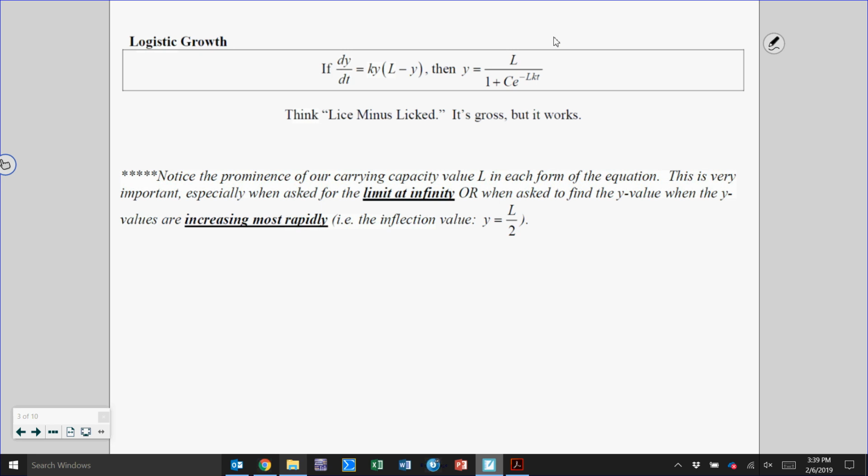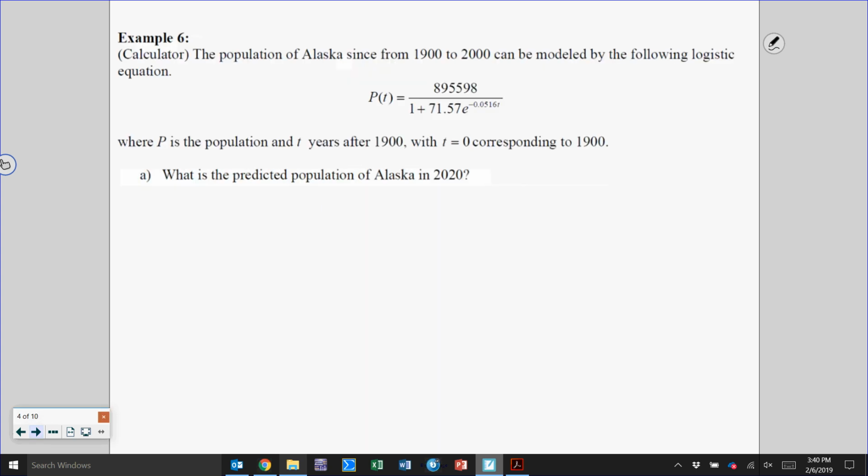So knowing this information, that L is the carrying capacity and it's the limit at infinity, and that we are increasing most rapidly at half the carrying capacity, those probably answer most of the questions they ask you about logistic. So let's use this example.